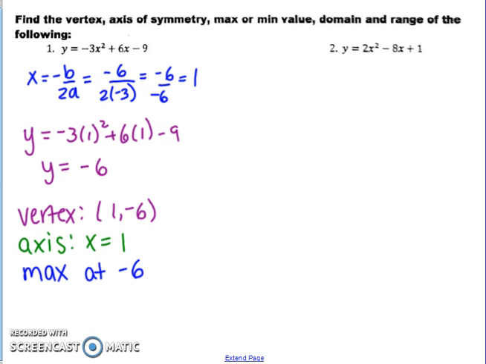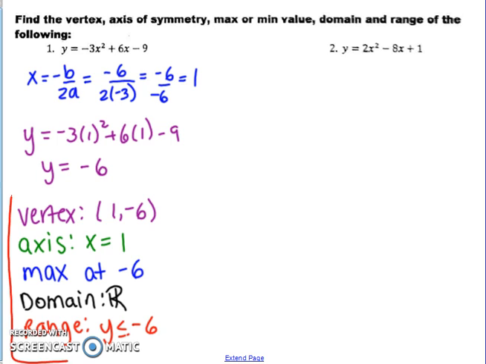This opens down because the a is negative, so it has a maximum at negative 6, because that's the y value. The domain, since it's a quadratic, is all real numbers. And then the range, since this opens down, y is going to be less than or equal to the y value of the vertex, which is negative 6.